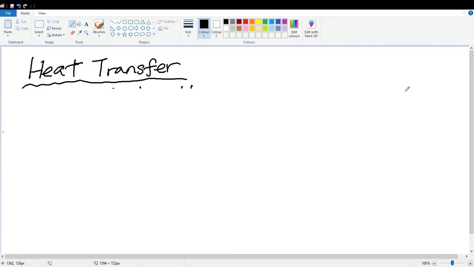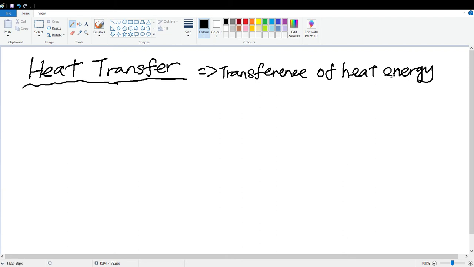Okay, so let's just talk about the chapter of heat transfer. Before that, we need to know what is actually the meaning of heat transfer. Heat transfer is actually defined as the transference of heat energy from one point to another. So this is the meaning of heat transfer.